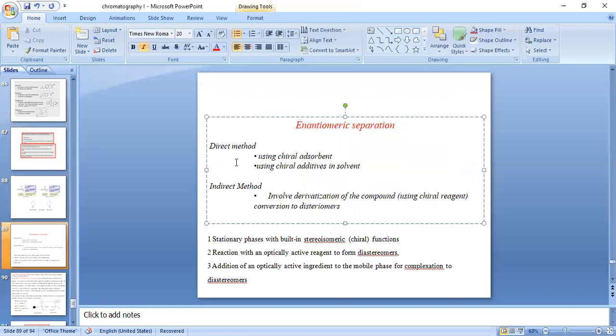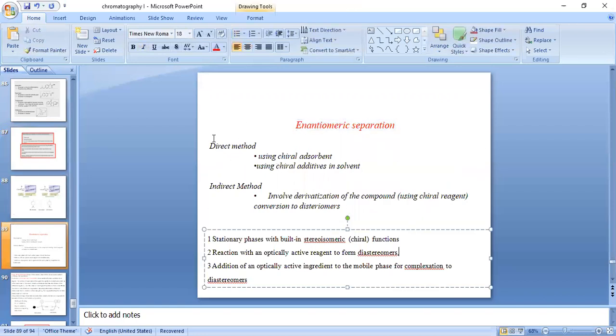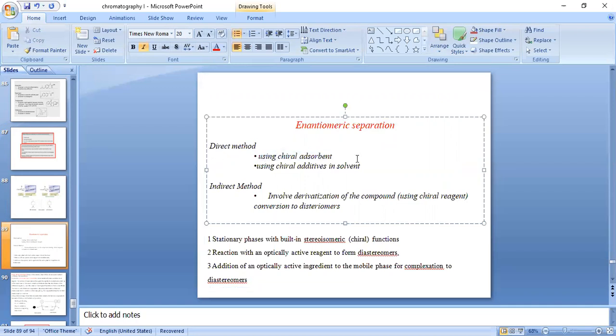Now we will move to enantiomeric separation. It can be done using a chiral adsorbent. हमारे पास कोई chiral adsorbent होगा उस पे separate कर सकते हैं, or we can use chiral additives in a solvent. We can add certain additives in a solvent which can help in separation.